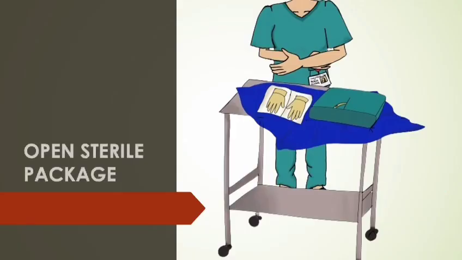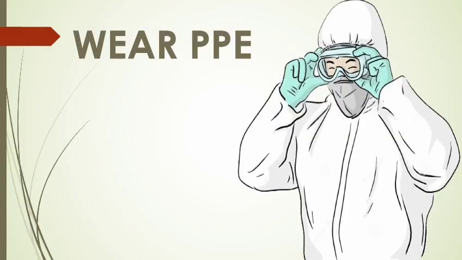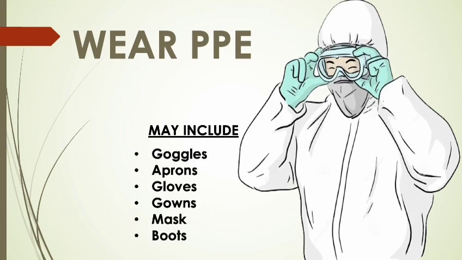Open the sterile dressing pack that you collected. Open it on top of the dressing tray that you came with. Make sure that you do not contaminate the dressing pack as a whole. Wear your personal protective equipment. This may include goggles, apron, gloves, and gowns. This will be determined by the type of wound that you are doing.